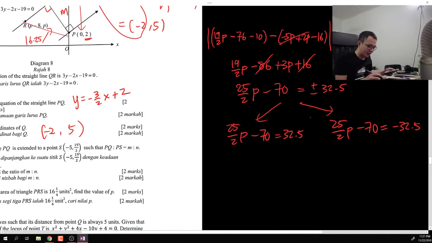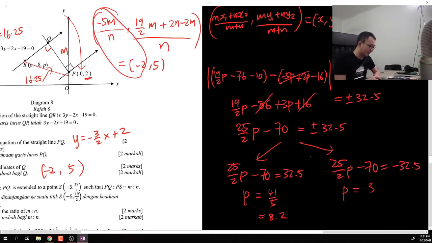Alright, so I try to find out both. p equals to 32.5 plus 70, and then multiply 2 over 25. This is 41 over 5. This one, negative 32.5 plus 70, multiply 2 over 25. Alright, this one, if we round off the decimal, it should be 8.2.